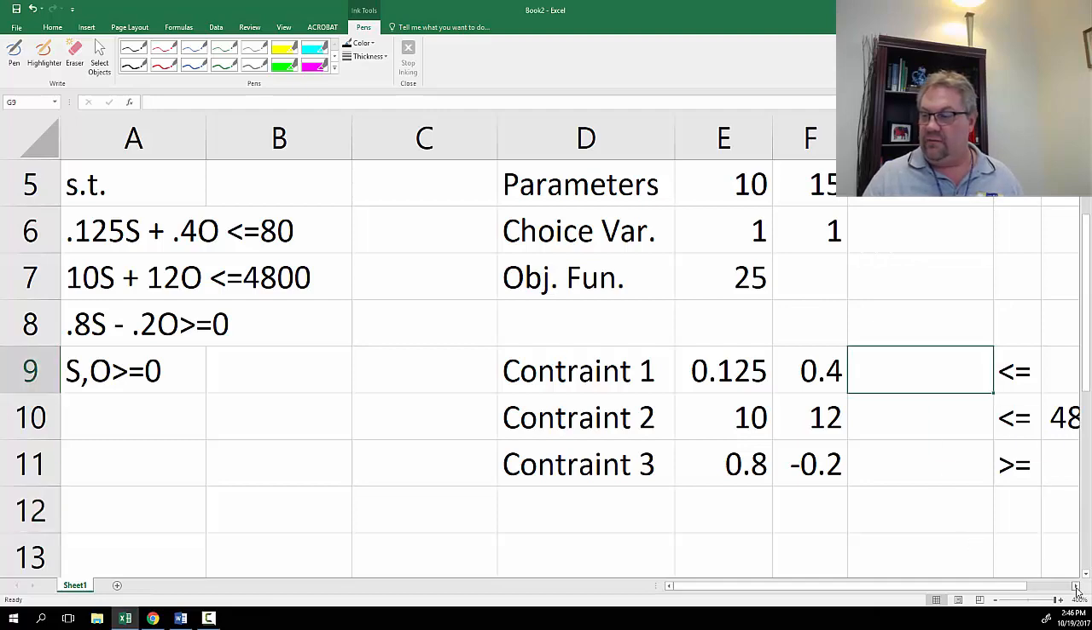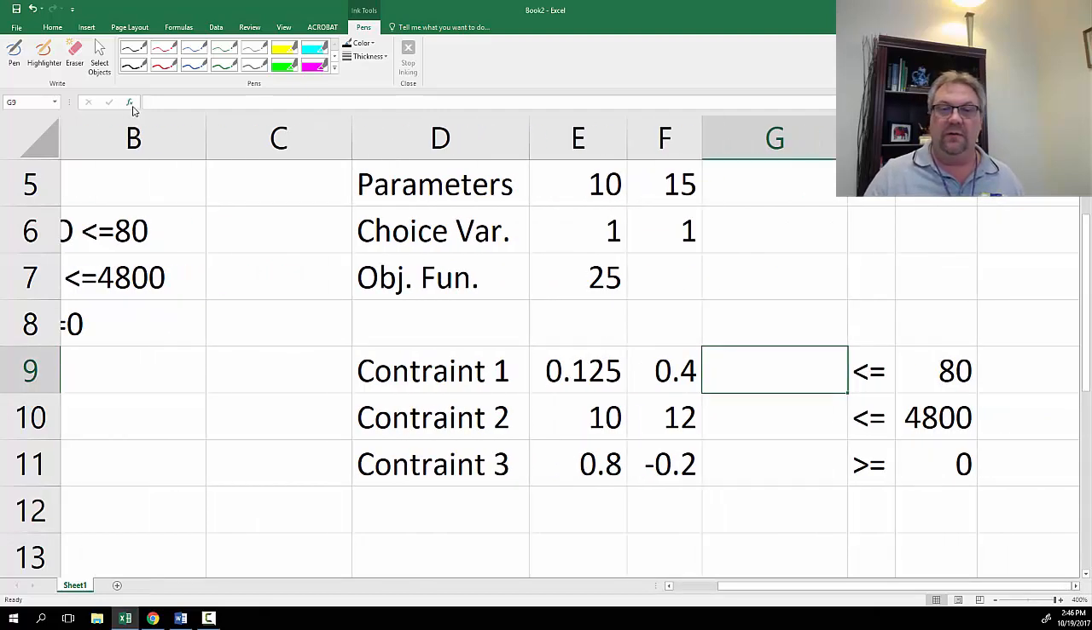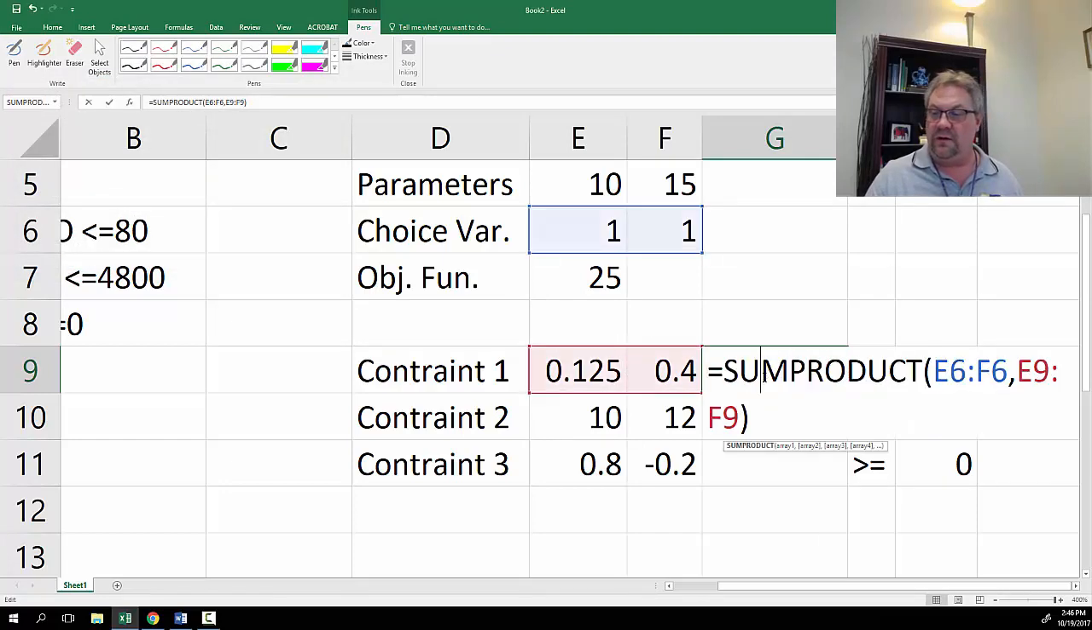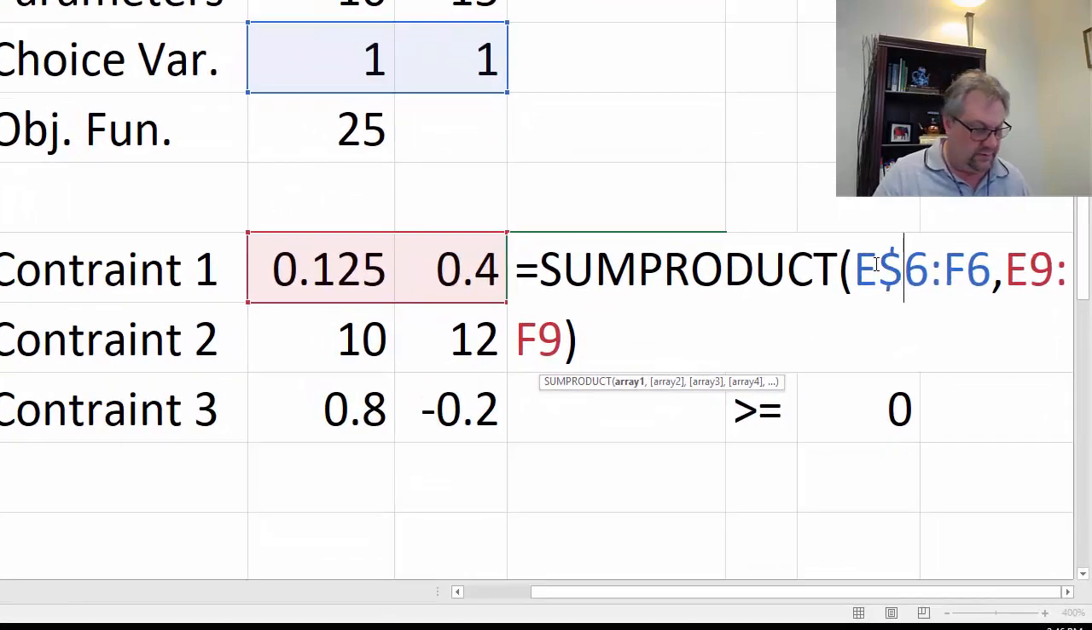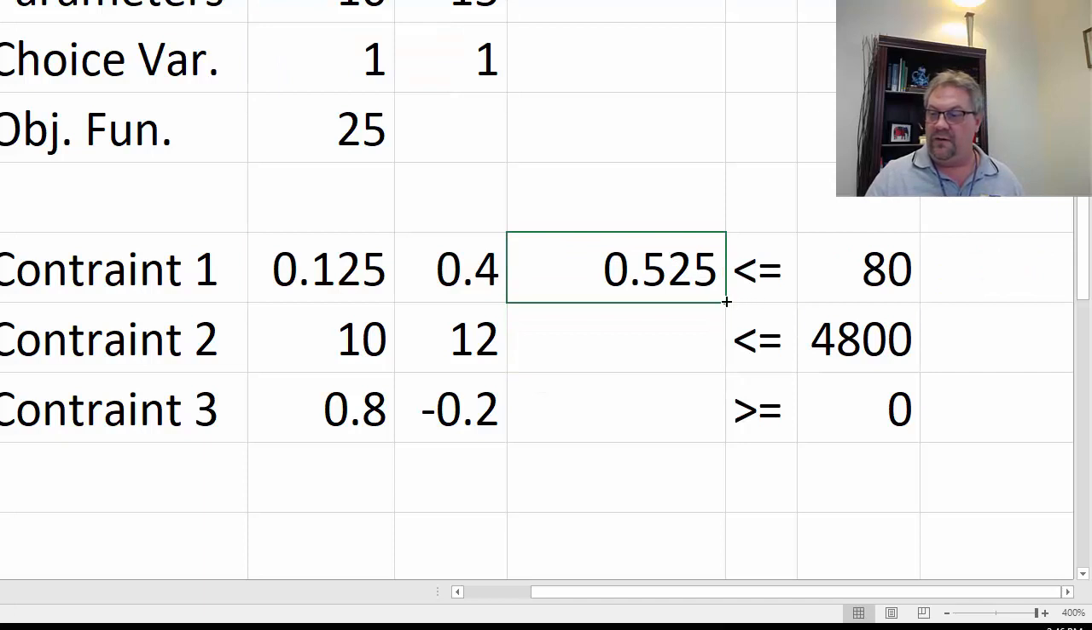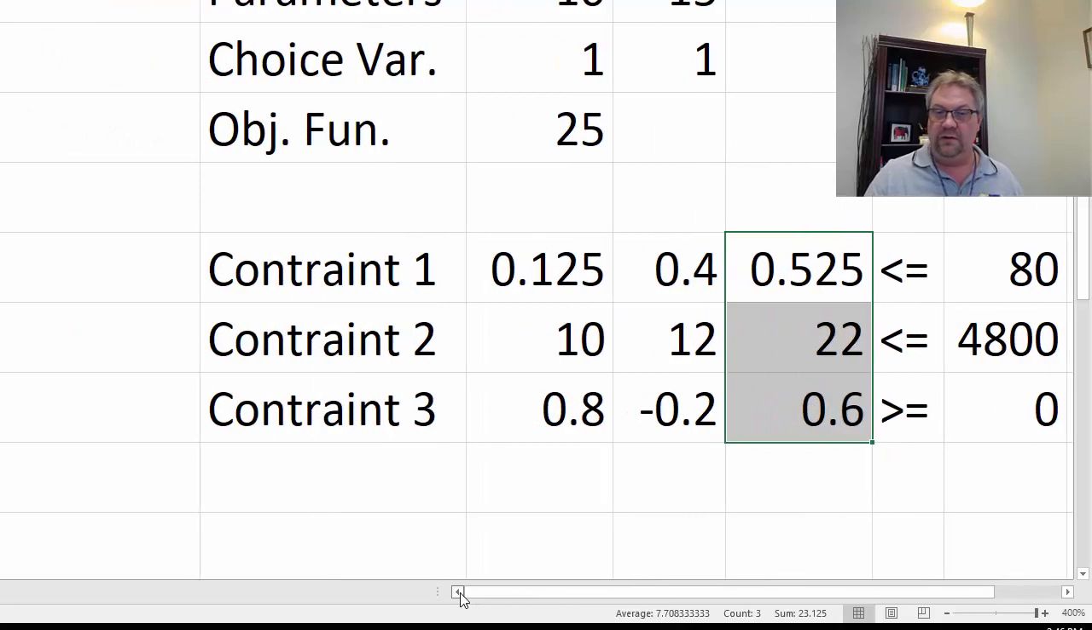Then real quick, I'll do my sum product. The choice variables are array 1, and the parameters of the constraints are array 2. Hit OK. Anchor the choice variables. Copy down. Shorten so I can get everything on one screen. Not good enough, oh well. Nonetheless, I've got everything set up in Excel, and I'm now ready to solve.